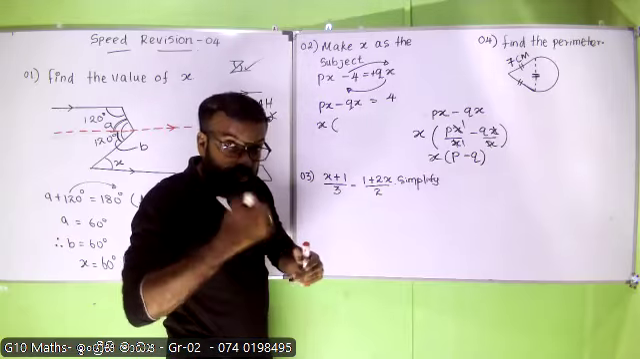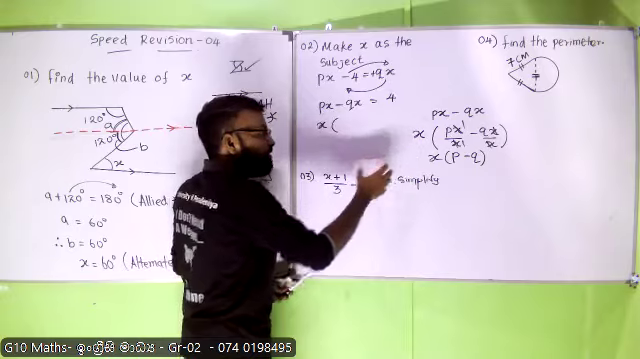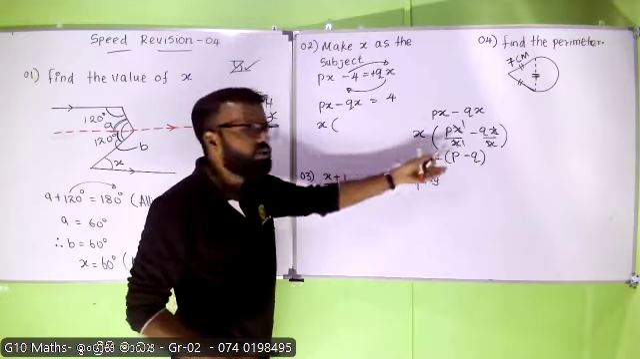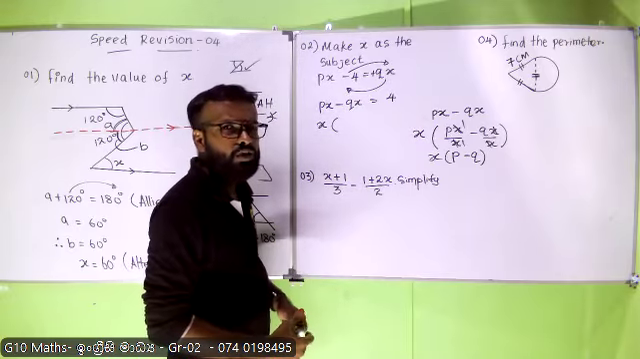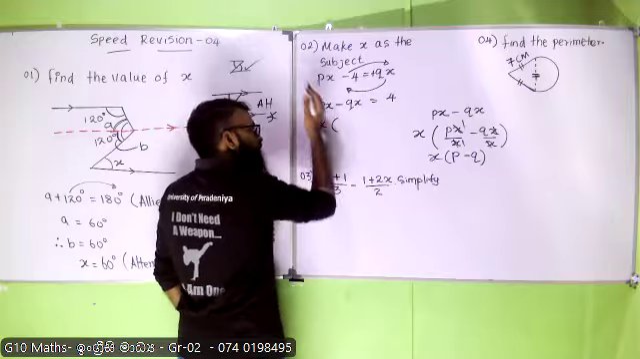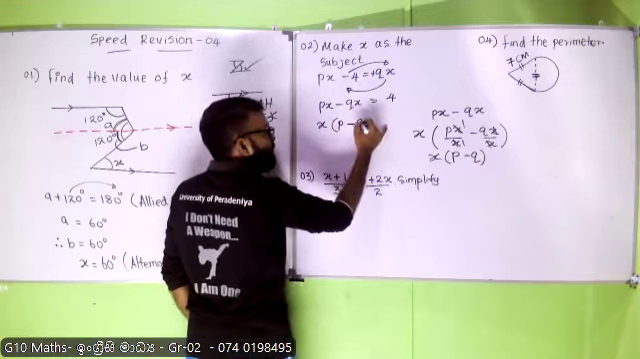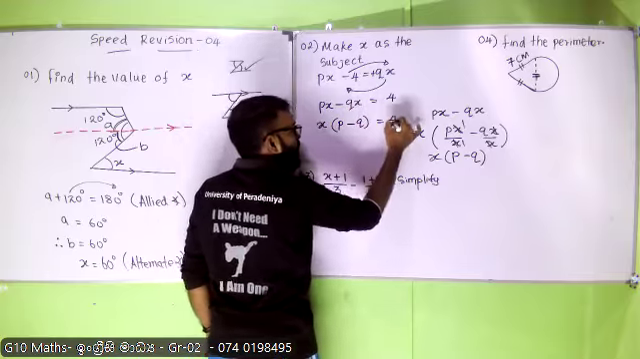But if you practice this, eventually you will do it in your mind. No need to do these things like small children. You take out x, p minus q, and the remaining term is q equals 4.